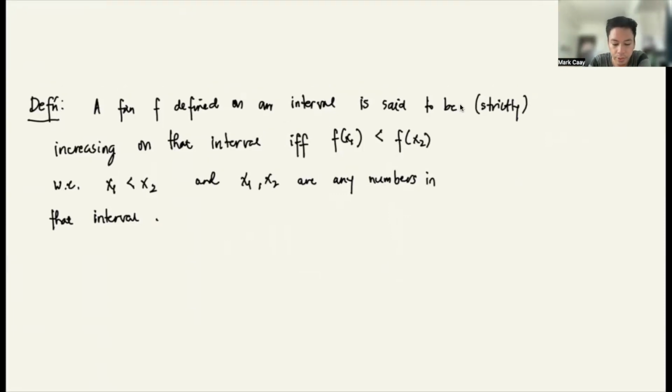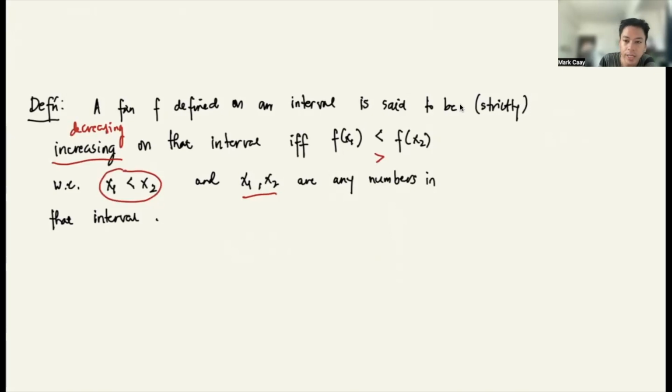Okay, so let's introduce this definition first. A function f defined on an open interval is said to be strictly increasing on that interval if and only if f of x sub 1 is less than f of x sub 2 whenever x sub 1 is less than x sub 2. And these numbers are actually from that interval. So magiging decreasing din naman siya if eto baliktad.